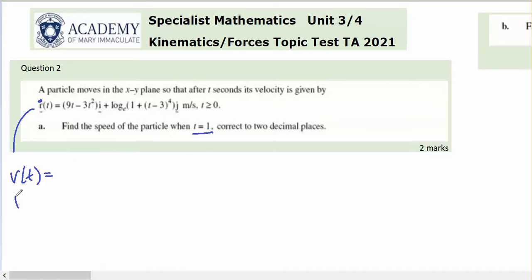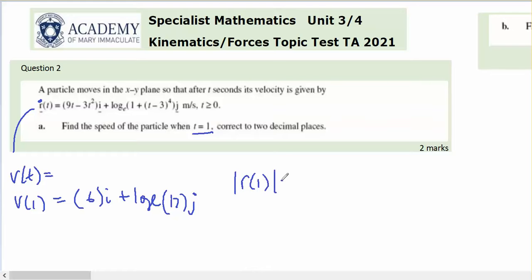So the velocity when t equals 1 will be 9 minus 3 times 1 squared, which is 6 in the i, plus log base e of t is 1. 1 minus 3 is negative 2 to the power of 4 is 16, plus 1 is 17 in the j. So the magnitude of the velocity at time 1 will be the square root of 6 squared plus log base e of 17 squared. Remember, it's the logarithm squared, not the 17 squared.